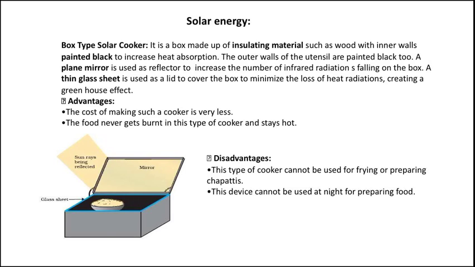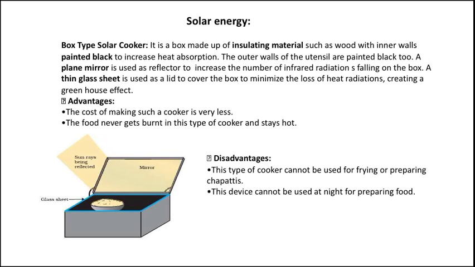This is made from a box which is painted black from inside so that it will absorb maximum heat coming from the sun rays. It has a mirror which reflects sun rays into the box so that maximum heat can be absorbed by the container kept inside the solar box. Continuing, it has a glass sheet which produces greenhouse effect, because we know that glass allows infrared radiation to enter but not allow it to exit.